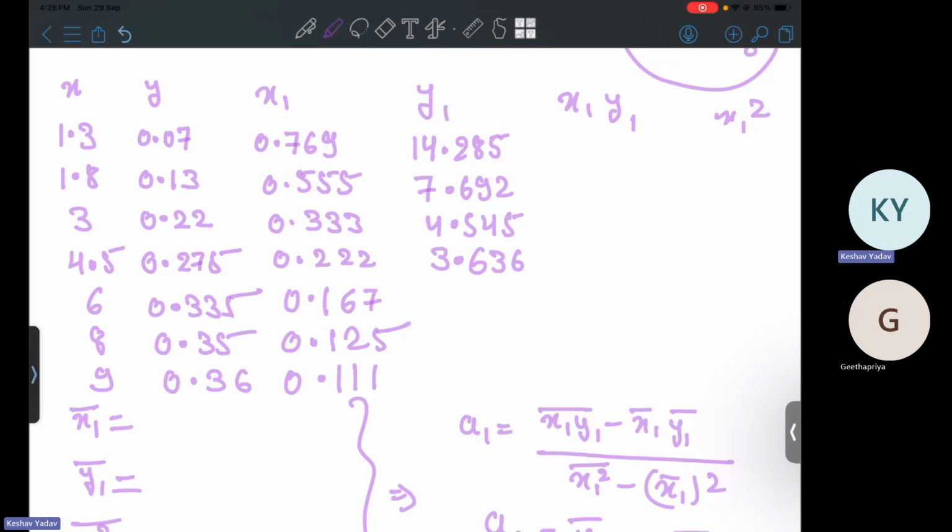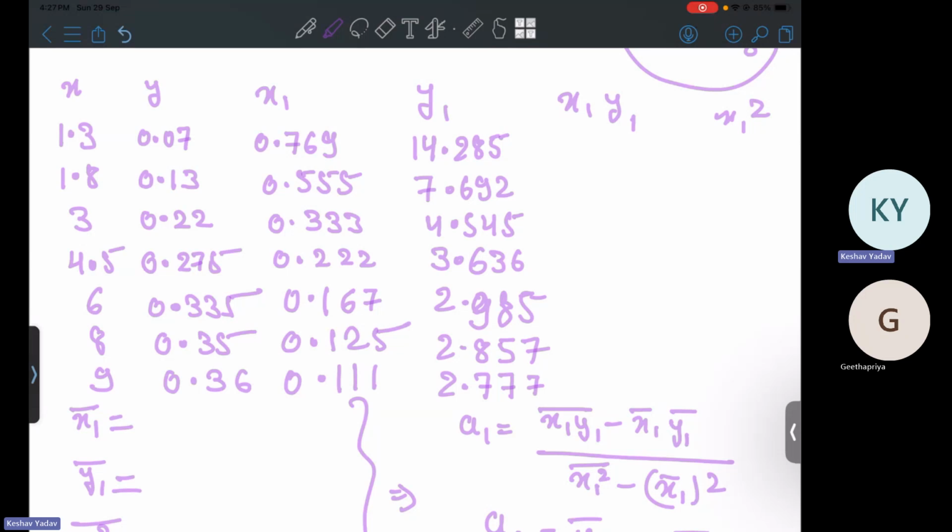Now 0.335, this inverse will be what? 2.985. Now 0.35 inverse will be what? 2.857. Now 0.636 inverse is 2.777. Okay, this is what we have got.